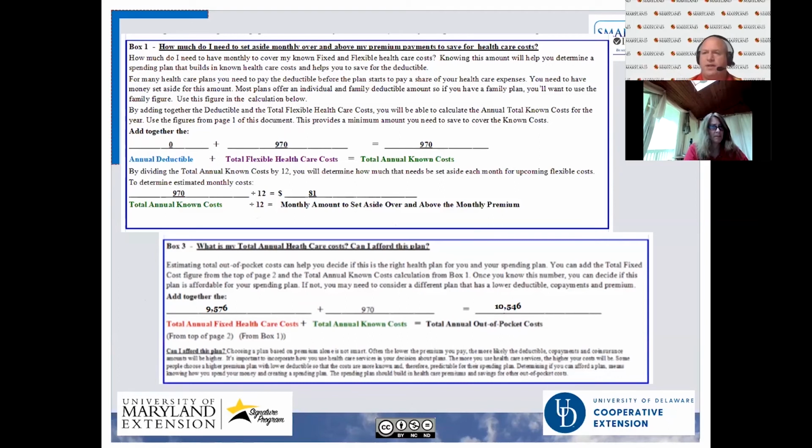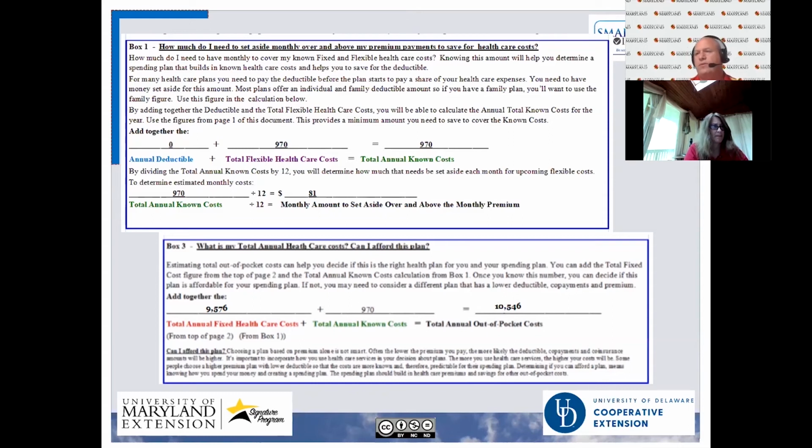We don't have an annual deductible, as you can see. The total flexible healthcare cost are $970, and that gives us a total known cost of $970. And then you have your total annual known cost now, $970. You divide that by 12, and that gives you about $81. I think it's $80.83 exactly, but 81, just keep it a simple number. And so you need to have that money set aside.